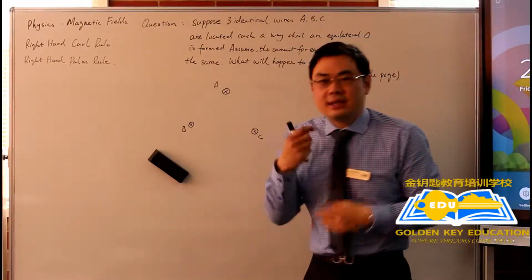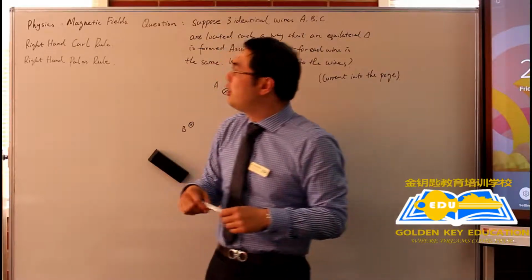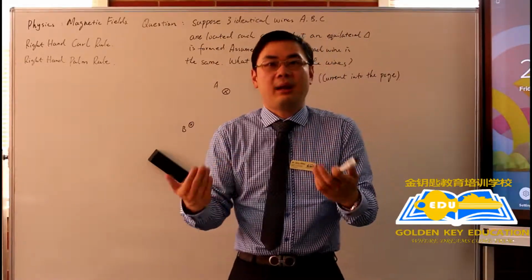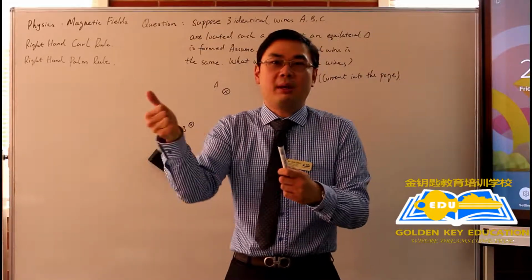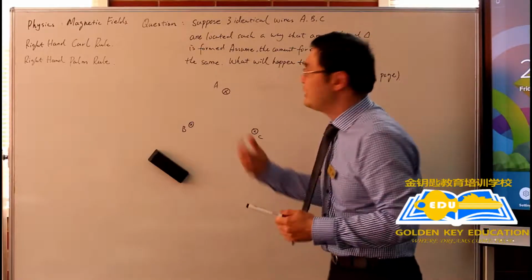A lot of students are confused between the right-hand curl rule and the right-hand palm rule. Sometimes you try to find the magnetic force by grabbing the wire, and that's not going to help you. So today we're going to clarify this a bit better using an example.